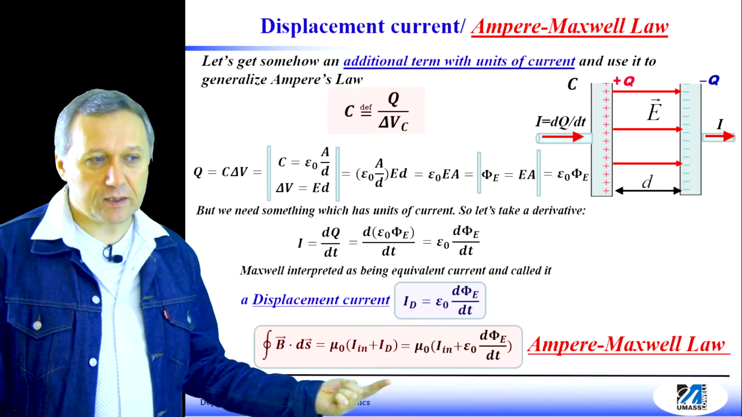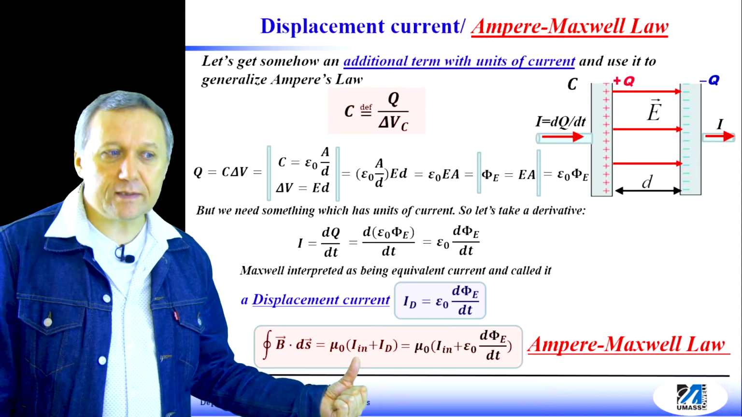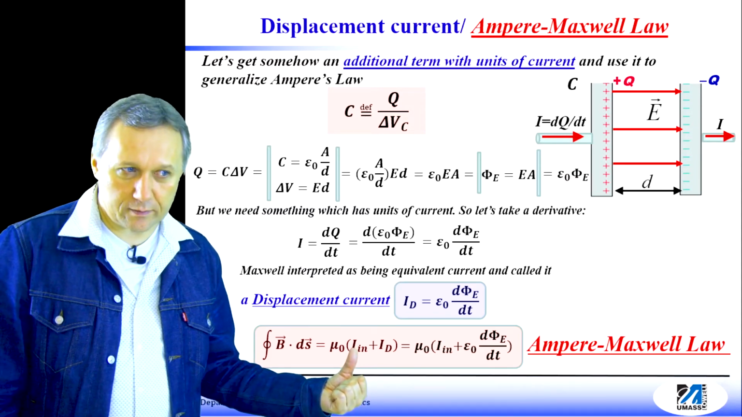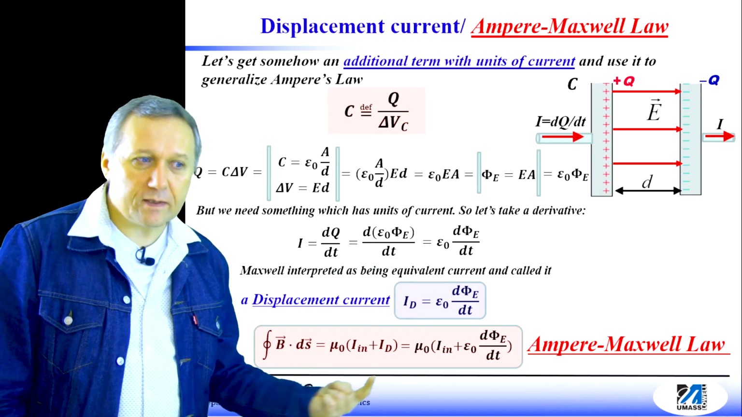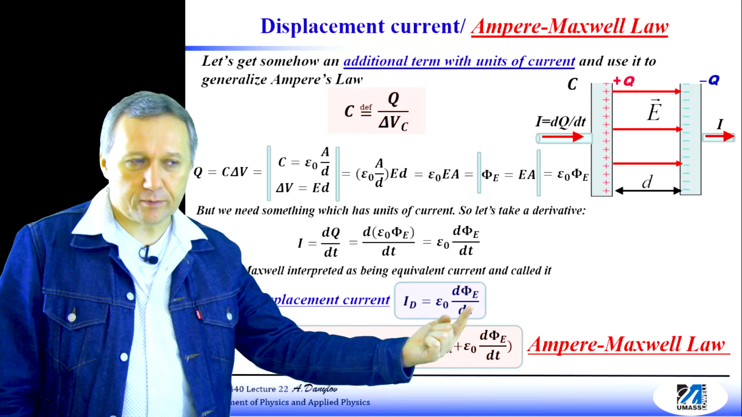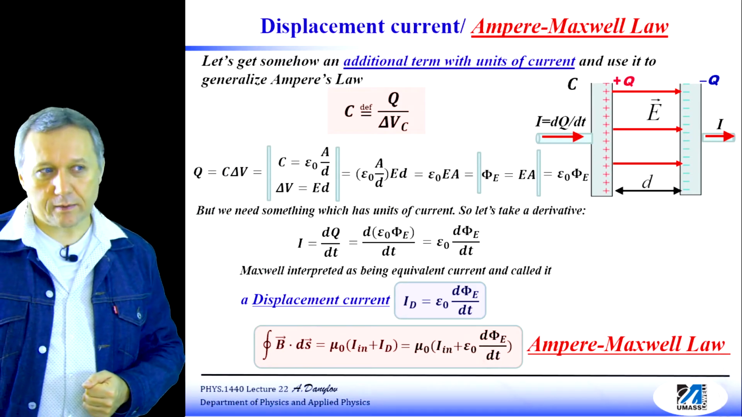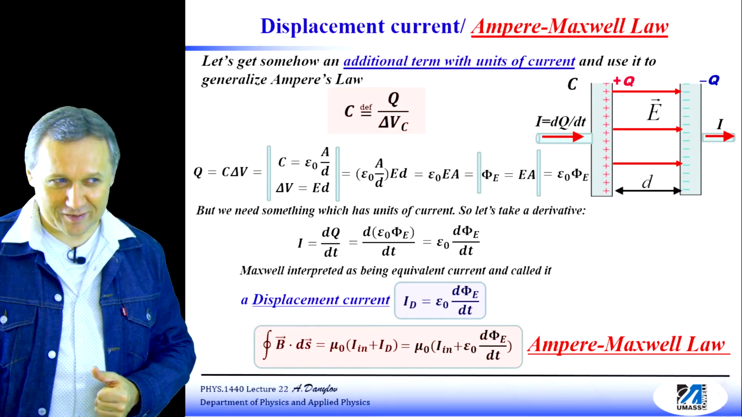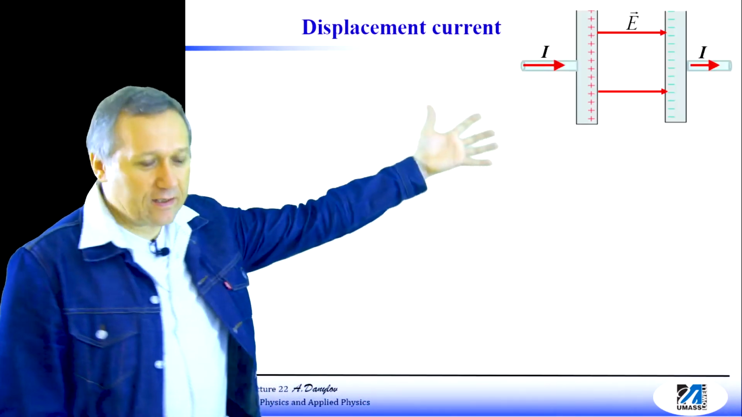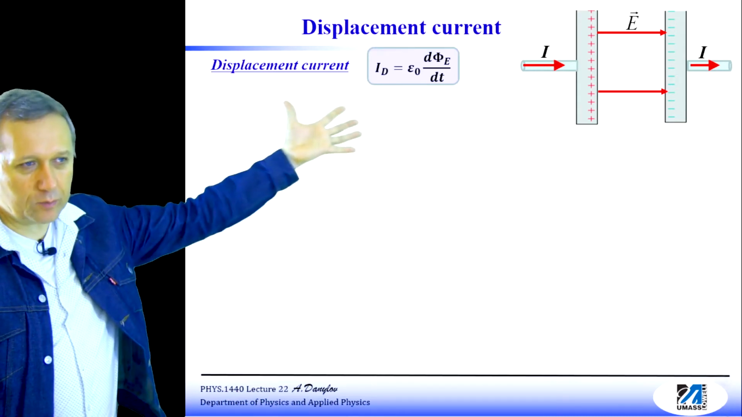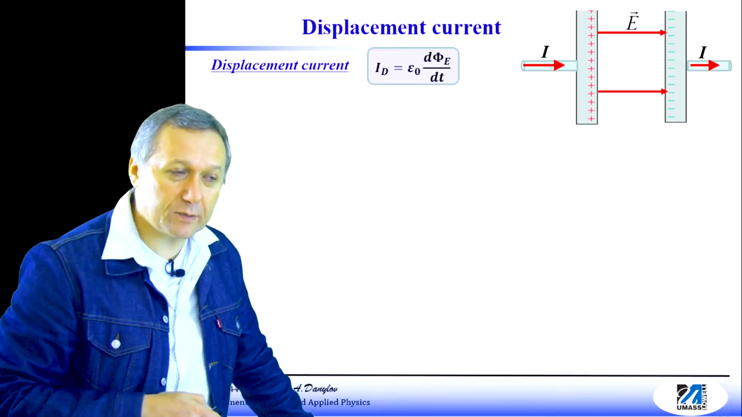So you see, he added a displacement current to the right-hand side of the equation. We have I in, the actual current flowing into the system, and I displacement, which is this construction. Now let's look carefully at this new current, the displacement current, and at its properties. It's exactly the same picture; I just copied and pasted it, along with the expression we used to define the displacement current.